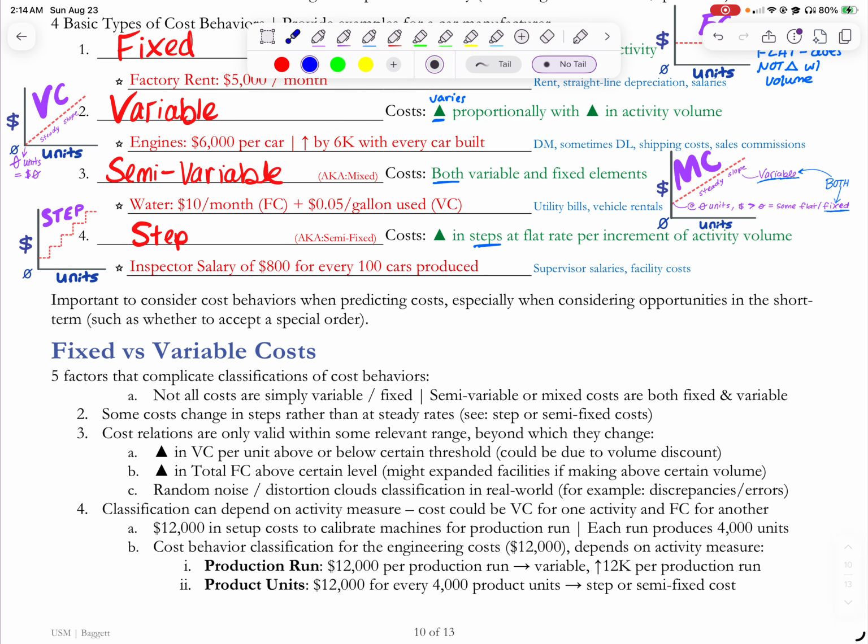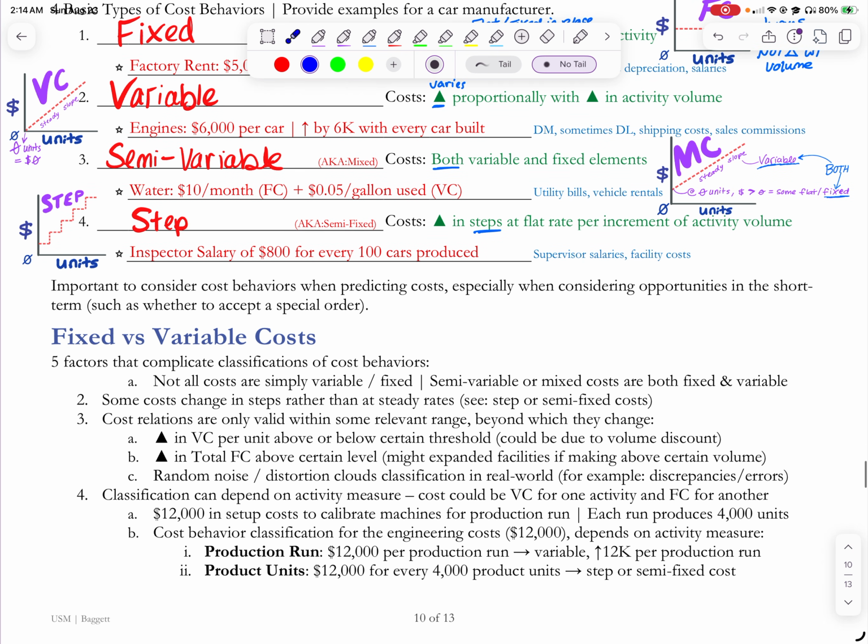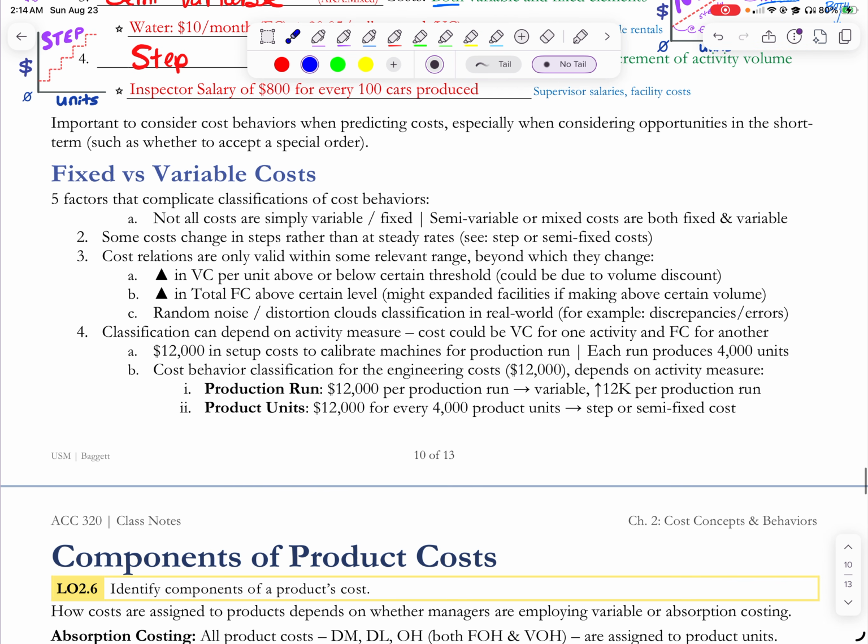Note that cost classification or cost behavior classification can be difficult for a number of reasons. There's 5 factors your textbook provides.